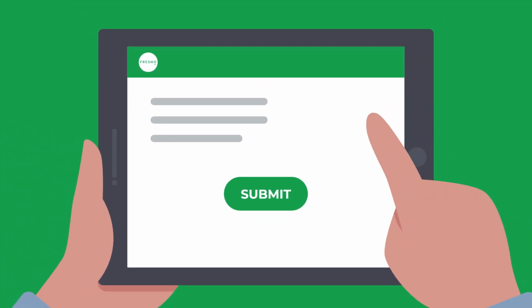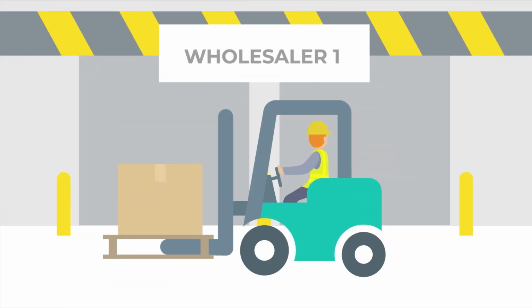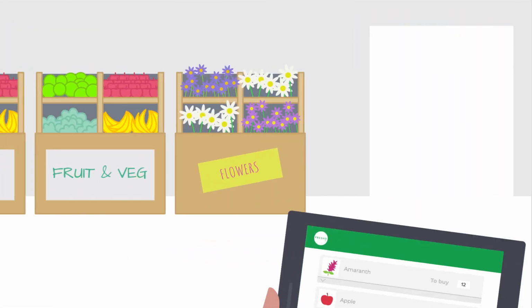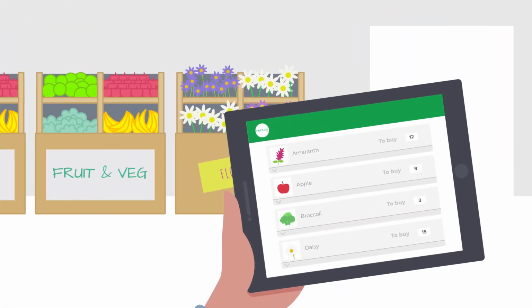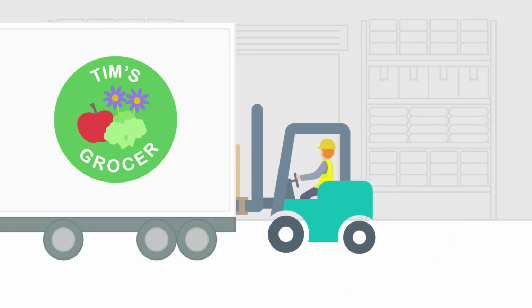Then with a single click, submit and send out all of your pre-orders in one hit. Then as usual, your market wholesalers will organise your produce for delivery and you can head to the market to buy the rest of what you need with your buying list on hand, either printed or viewed in Fresho.